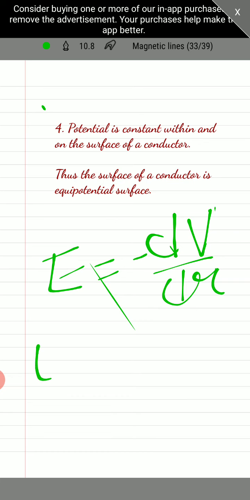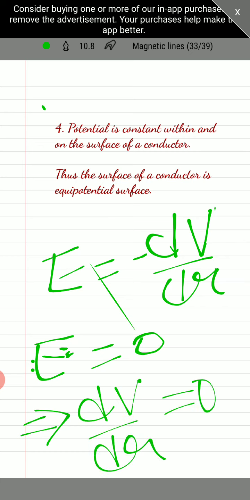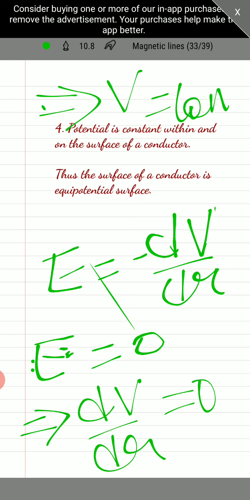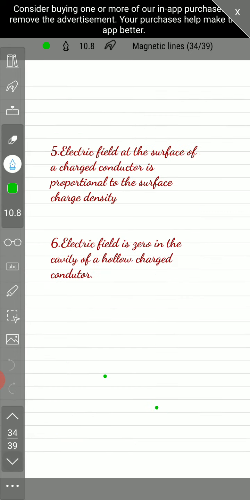and we have learned just now that electric field inside the conductor is 0. It means E is equal to 0. If E is 0, it means dV by dr would be 0, and the differential of potential is 0. It means potential is constant. So for a conductor which is placed in an external field, the potential on the surface would be constant, or the surface would be an equipotential surface.